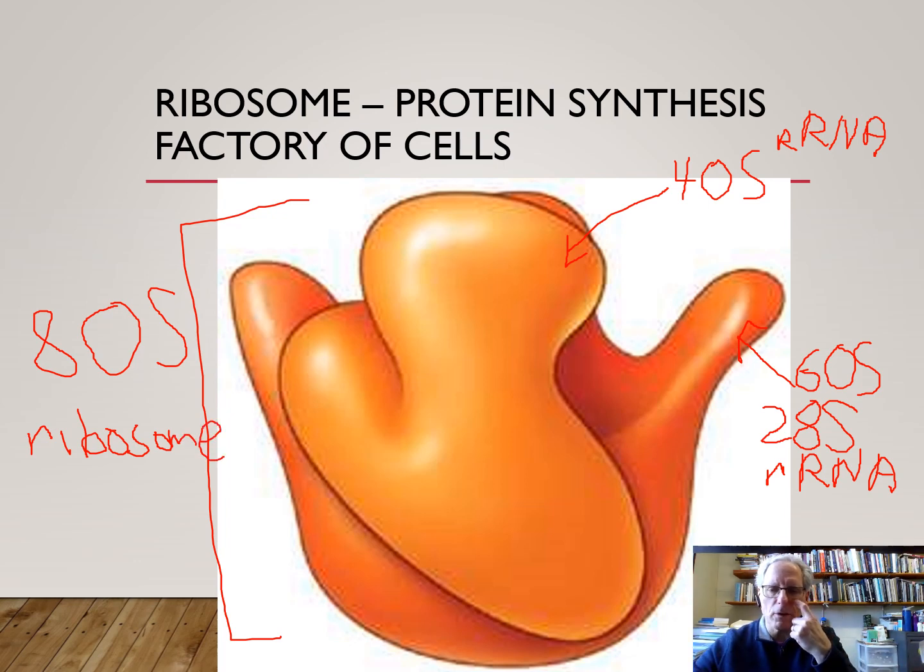Now, you might be saying, well, look, 40S plus 60S, that should be 100S. You're right. This is an 80S structure because this number here, S, that is a Svedberg. A Svedberg is a unit of descent in a centrifugal field, and that depends on size and shape. So when these two subunits come together, they make something that doesn't descend quite as fast because it's not as streamlined.